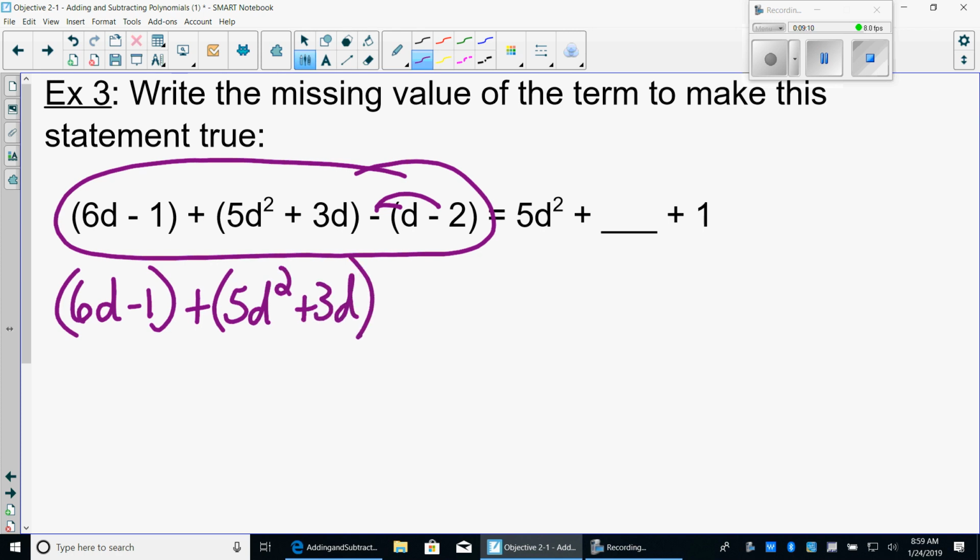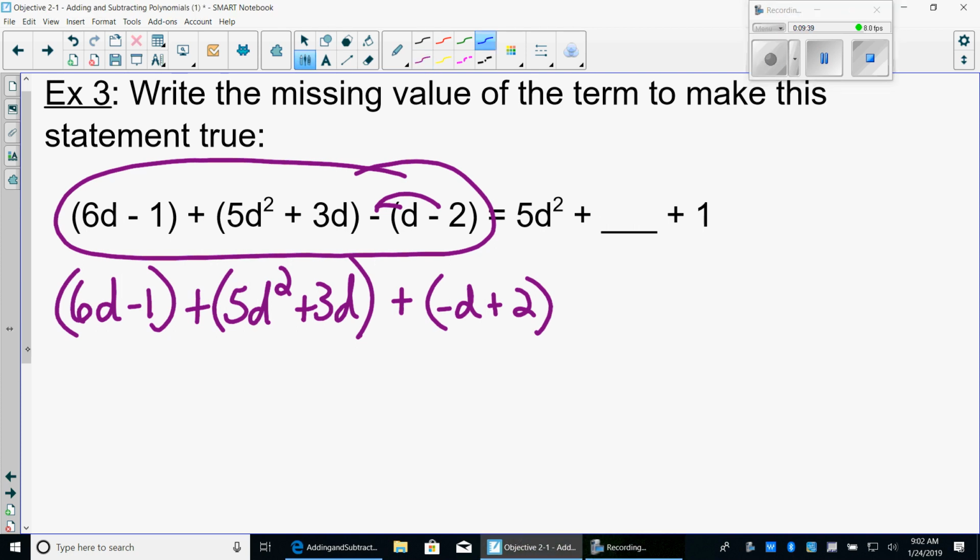So all this stuff gets copied down. Then I'm going to change this to addition, and then I'm just going to go ahead and give that negative to everything on the inside. So what will that become? -d plus 2. So here's what I would like for you to do. Let's make your columns. I want to see if you can do this. Make your columns. See if you can group all this stuff together and add them together. Okay? I'll give you a second to do that.